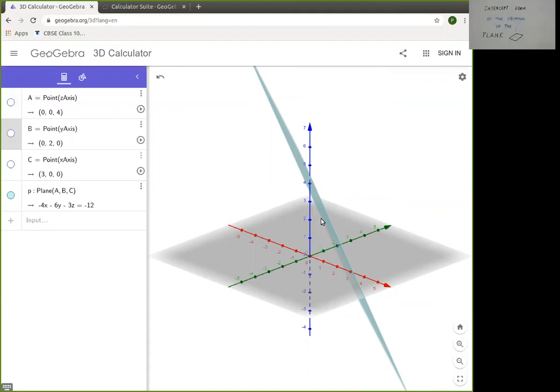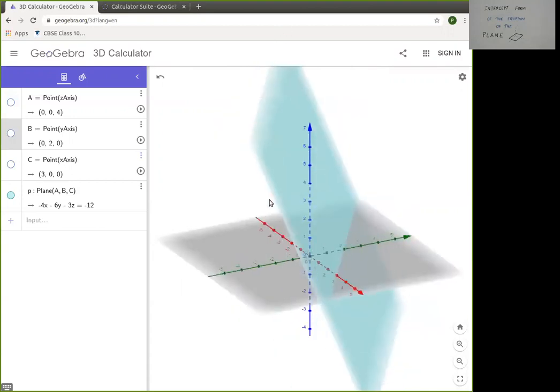So it is where our plane is cutting through the axis and going indefinitely to the other side, right? So the idea is to express the equation in terms of these intercepts, writing them in terms of this 4, 2 and 3, where 3 is the x-intercept, 2 is the y-intercept and 4 is the z-intercept.